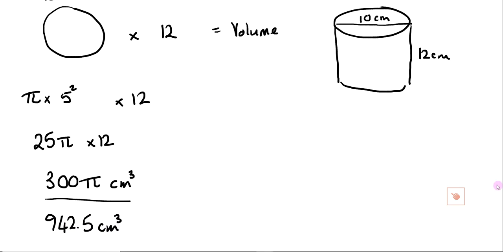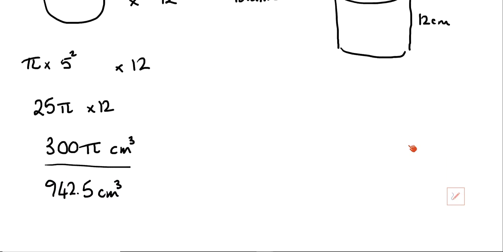Okay? Now you'll notice on the sheet it says give your answer to one decimal place. It doesn't ask you for an exact form. So just bear in mind what it asks for in the question. Okay, so you've got examples of all things there.